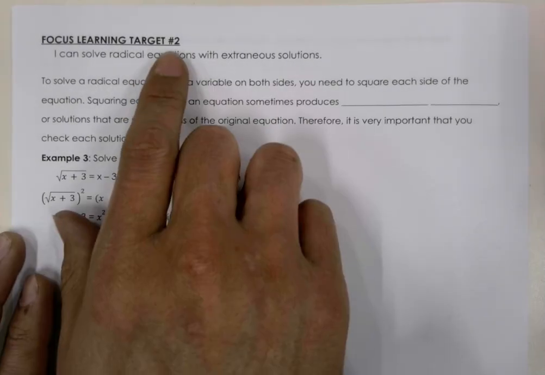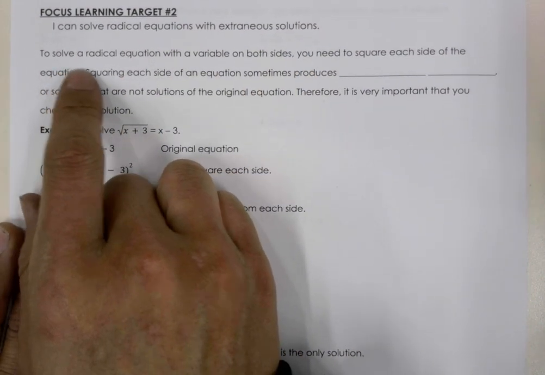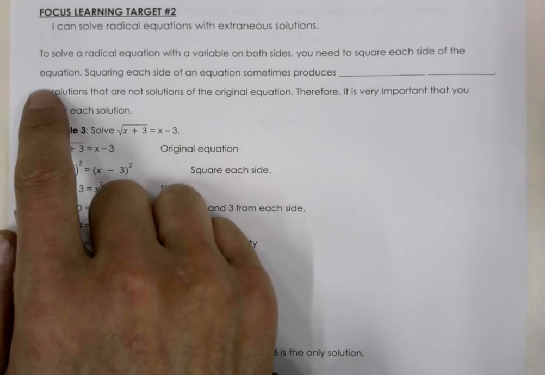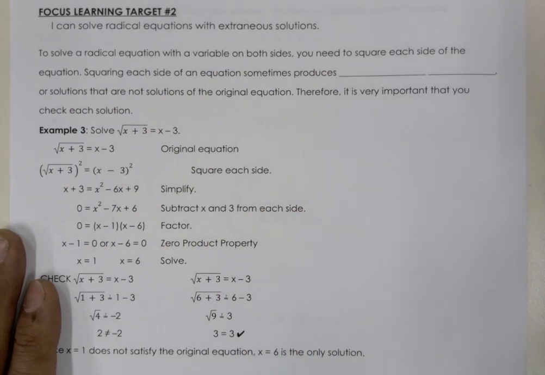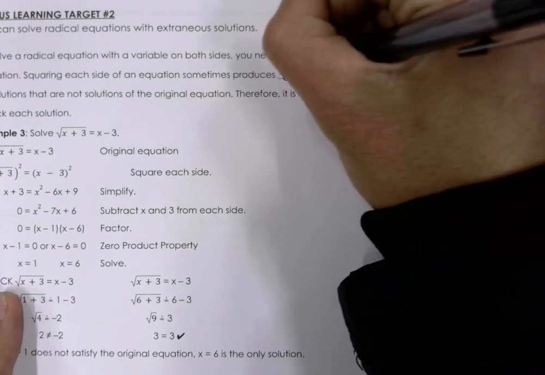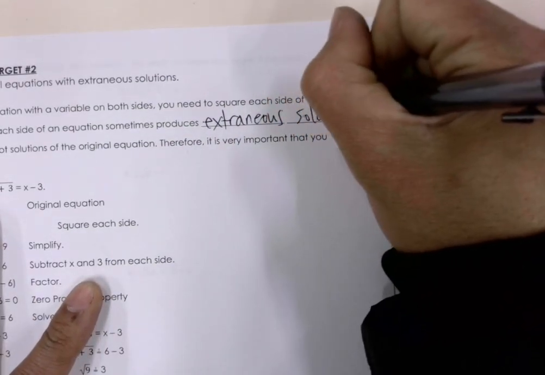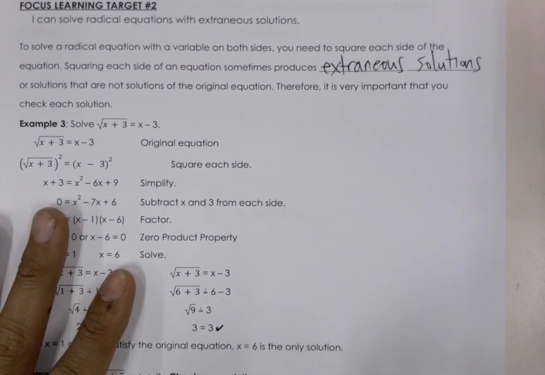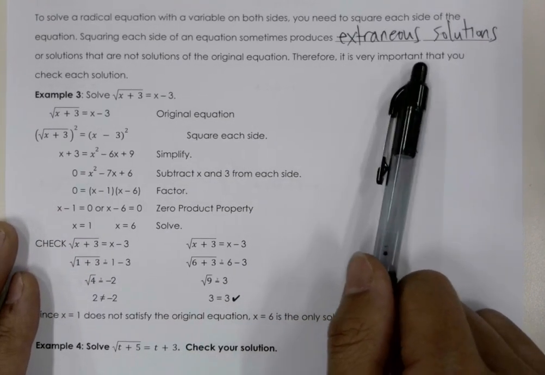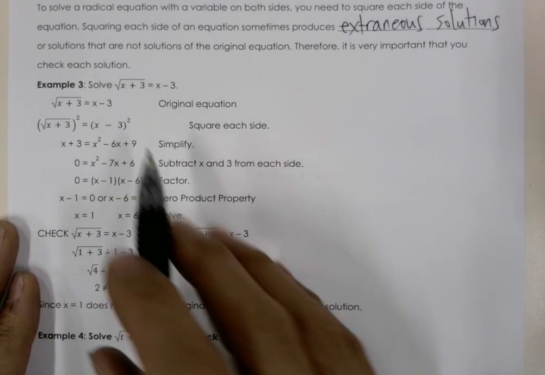Focused learning target number 2: I can solve radical equations with extraneous solutions. To solve a radical equation with variables on both sides, you need to square each side of the equation. Squaring each side of the equation sometimes produces what we call extraneous solutions, or solutions that are not solutions of the original equation. So it's very important that you check each solution with the original equation.